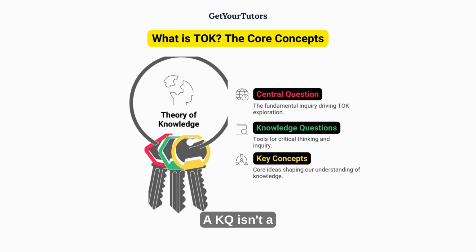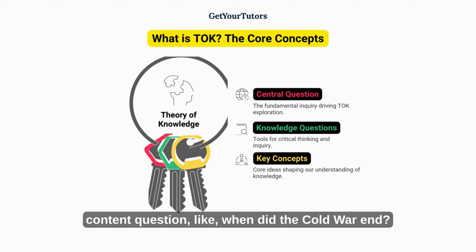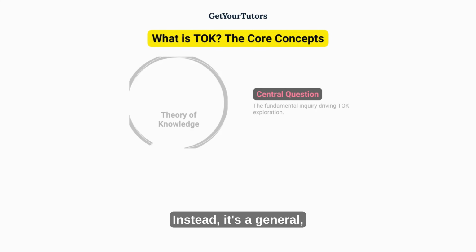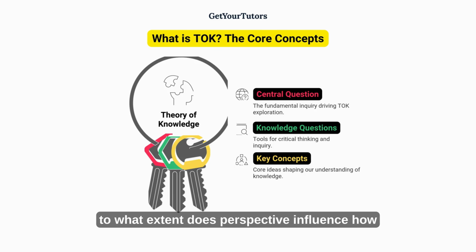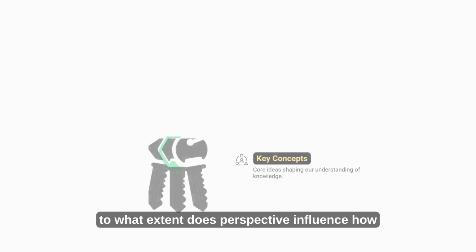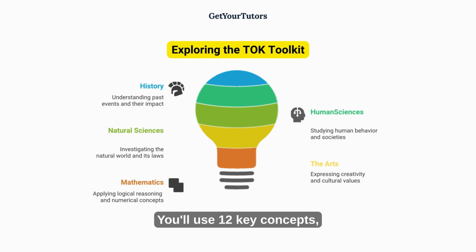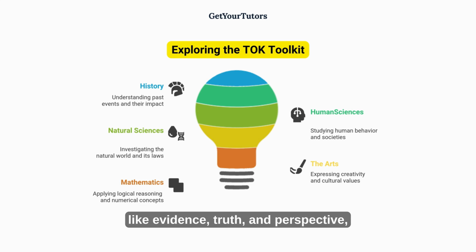A KQ isn't a content question, like when did the Cold War end? Instead, it's a general, open-ended question about knowledge itself, like to what extent does perspective influence how history is written? You'll use 12 key concepts, like evidence, truth, and perspective, to explore these questions.